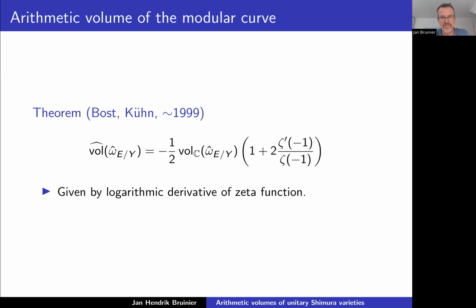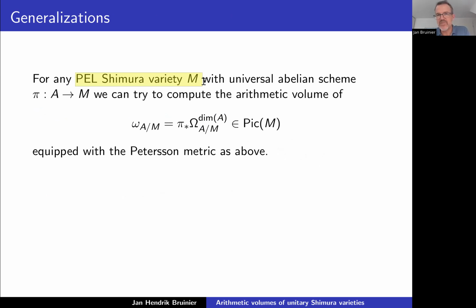Okay, so this is a very special case. This is the modular curve. Of course, one can look at this in greater generality. We don't have to focus on the modular curve. We could take any PEL Shimura variety M. It comes with a universal abelian scheme over it. And therefore, we have a Hodge bundle. So we take the top power of the relative cotangent bundle and push it down to the base. This gives us a line bundle, the Hodge bundle on this Shimura variety.